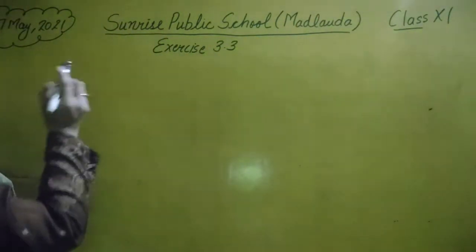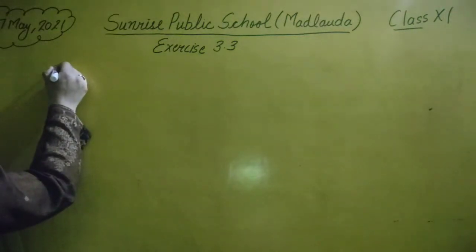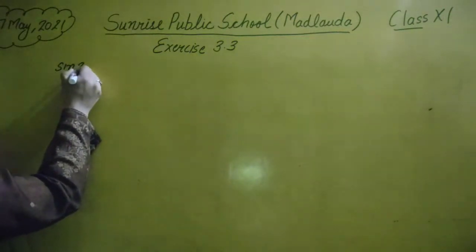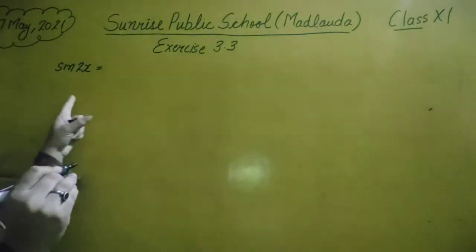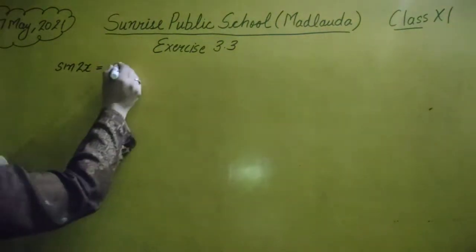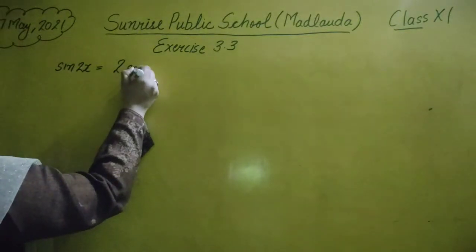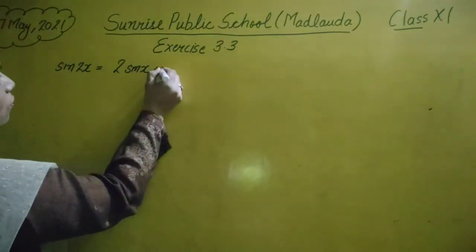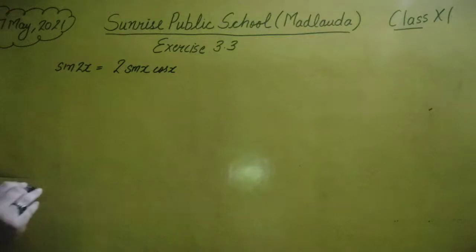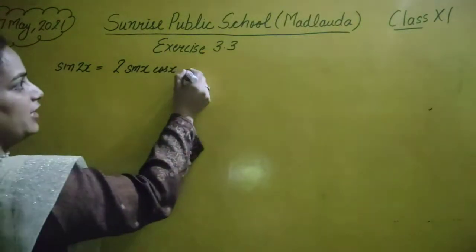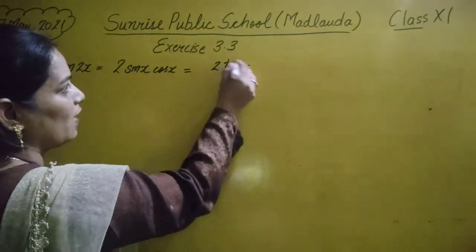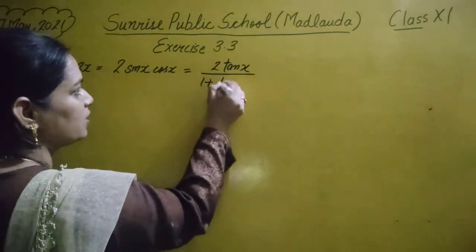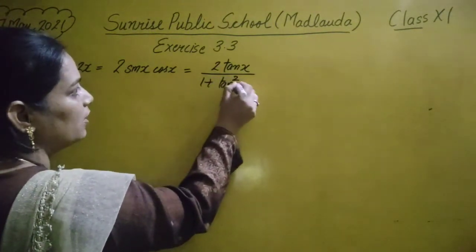And the further identities are sin 2x. You have to learn sin 2x is always equal to 2 sin x cos x. And in terms of tangent we can write it as 2 tan x divided by 1 plus tan square x.